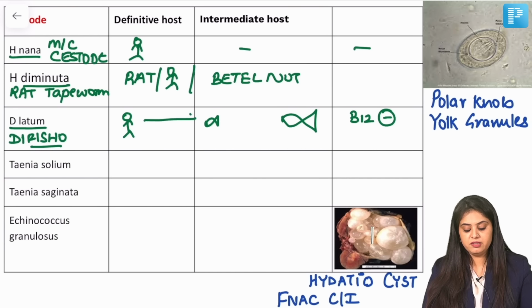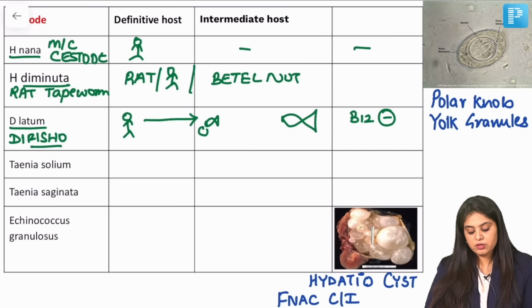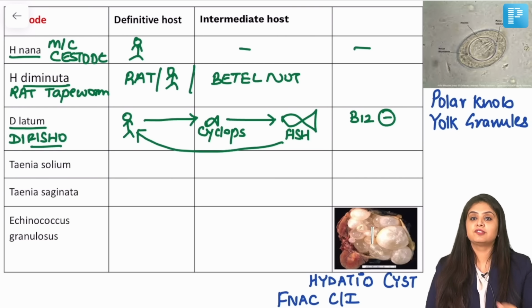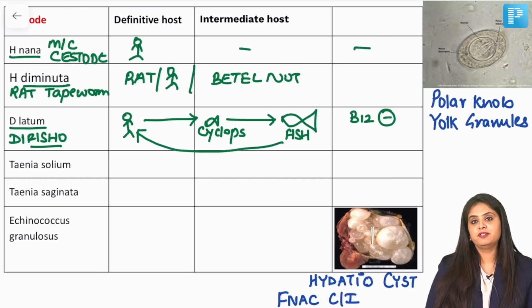So human being will give the eggs to the small fish. The small fish is known as cyclops. Cyclops will be eaten by the big fish, and the big fish, of course, will be eaten by all our fish lovers. So that's the two-fish life cycle, Diphyllobothrium latum.